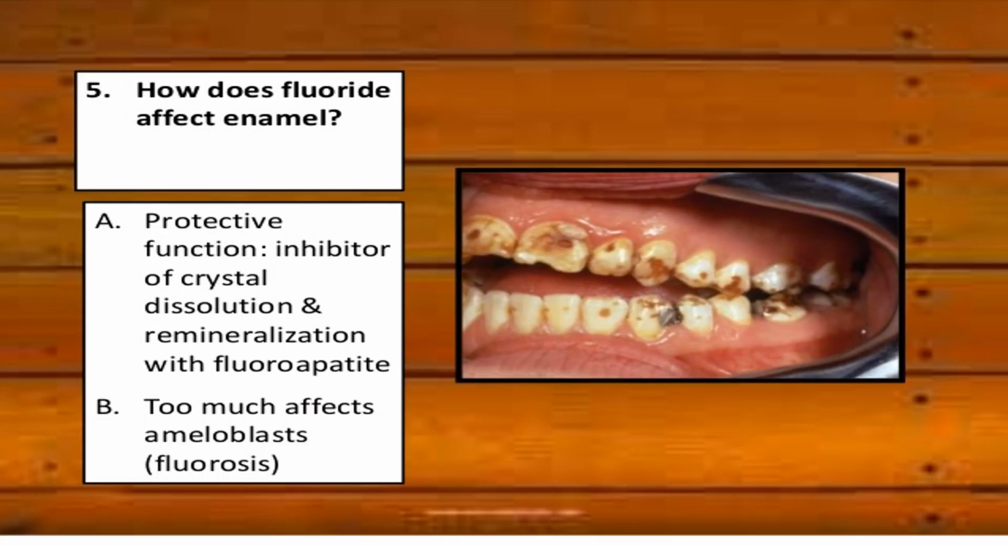How does fluoride affect enamel? There are two mechanisms: protective function, and too much causing fluorosis. Protective function indicates inhibition of crystal dissolution and remineralization with fluorapatite crystals.